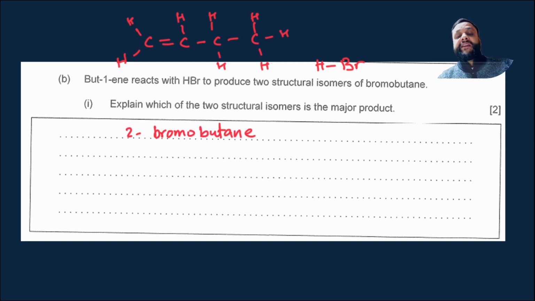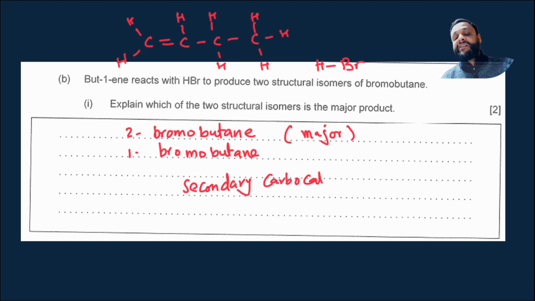And if Br goes where there are more hydrogens, then our product will be 1-bromobutane. 2-bromobutane will be the major product. Now we need to explain why. Because 2-bromobutane is formed through a secondary carbocation.